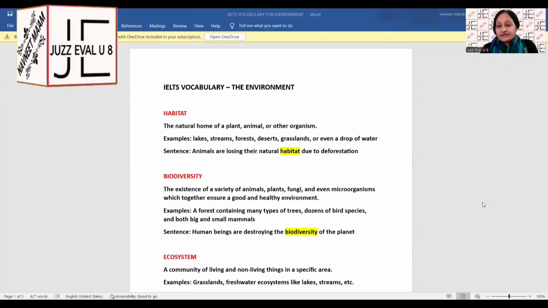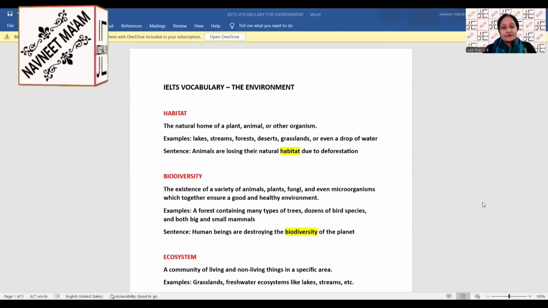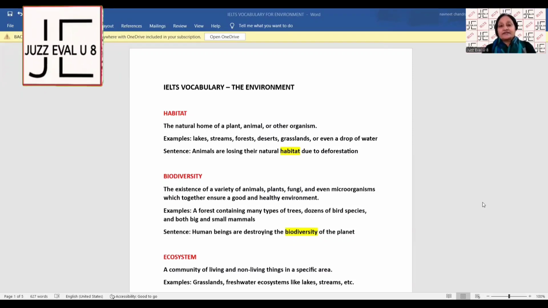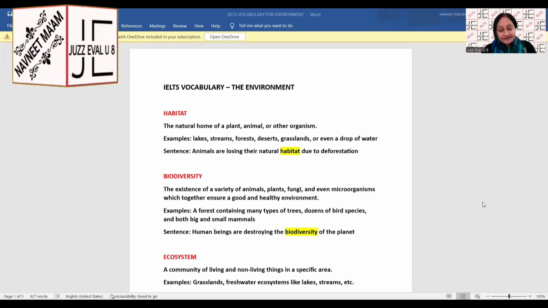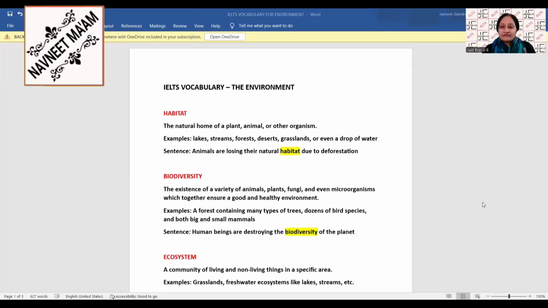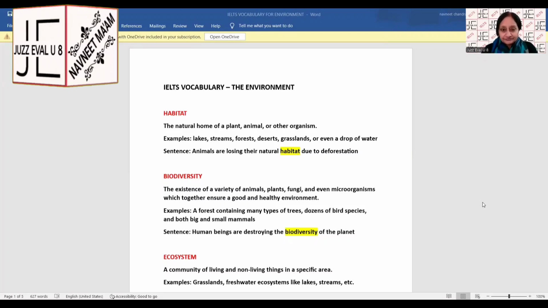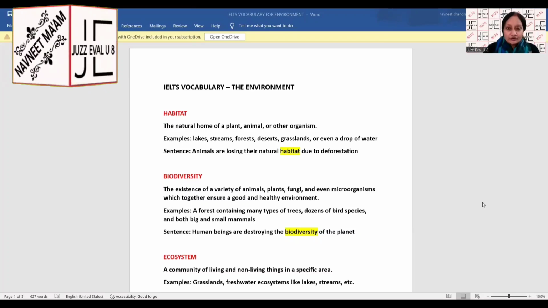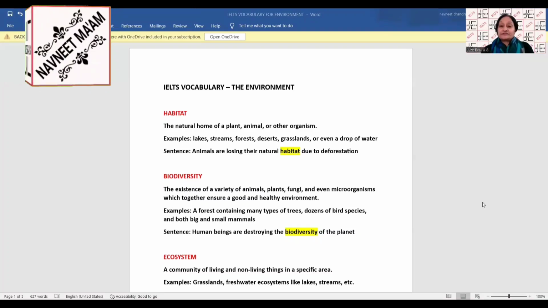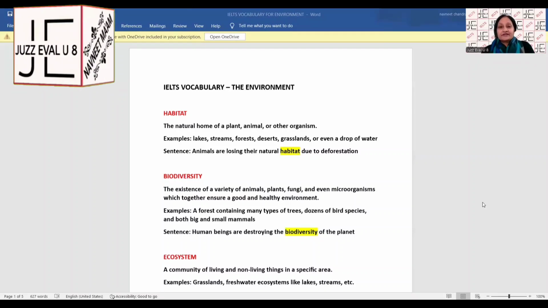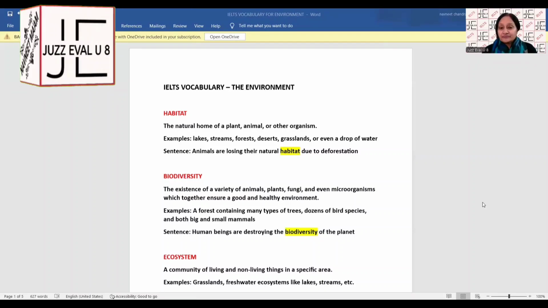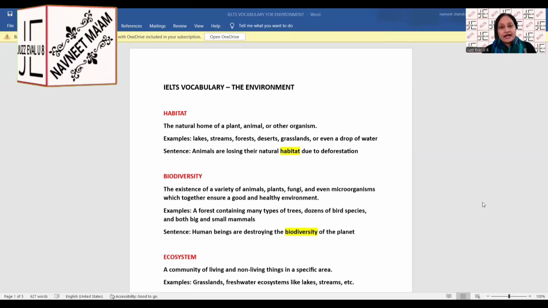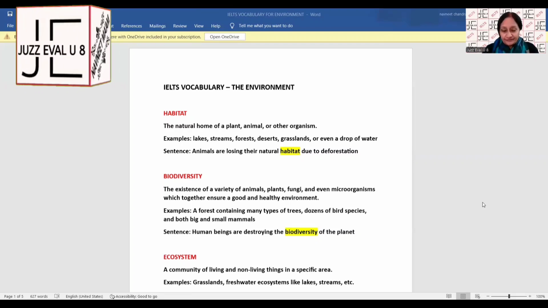Let's see the first word, that is habitat. So what is a habitat? Habitat is a home of plants, animals, various other organisms which live in a conducive environment. So there are many examples, like many organisms live in the lakes, streams, forests, then even deserts, and various other places. So basically, these are called the habitat where they all live.